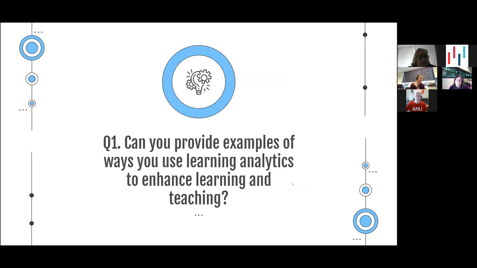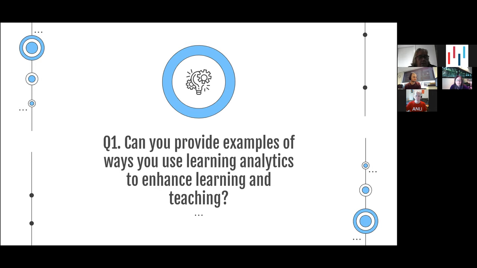For the first question, we're going to break you up into some breakout rooms so that you've got a small group of people to have a discussion with and share your own experiences. We do have a Google Doc and I'll give you the link to that in a moment, where you can make some notes about what your group is discussing. The first question we'd like you to think about as a group is: can you provide some examples of ways that you use learning analytics to enhance learning and teaching?